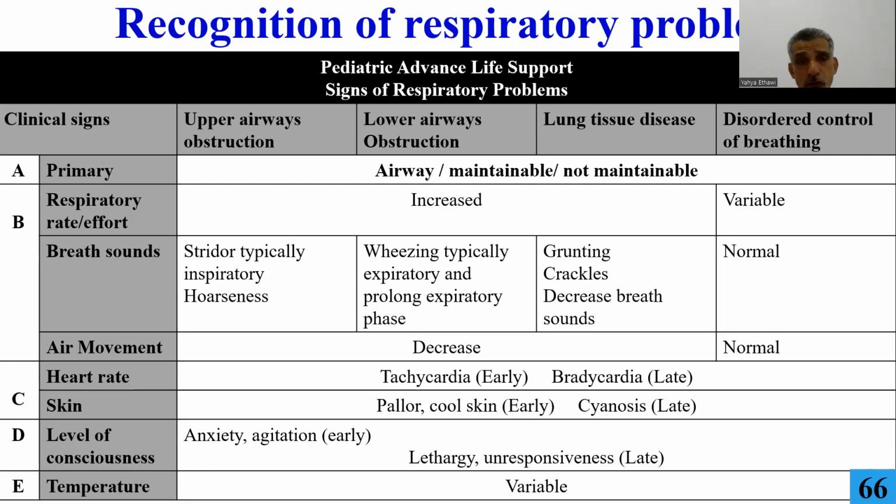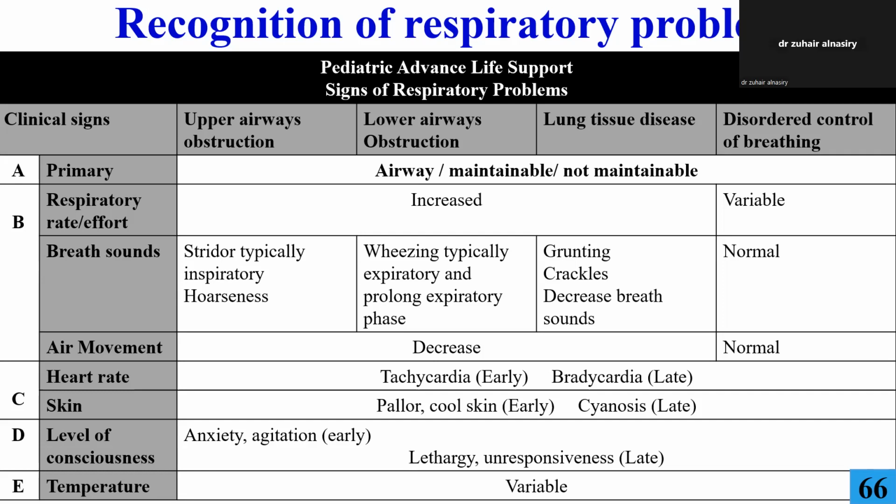In respiratory rate and effort, in case of upper airway, lower airway, and lung tissue disease, most of the time the respiratory effort is increasing. But in disordered or controlled breathing, the work of breathing can increase, can decrease, and can be normal.